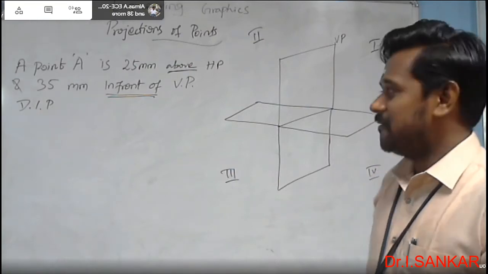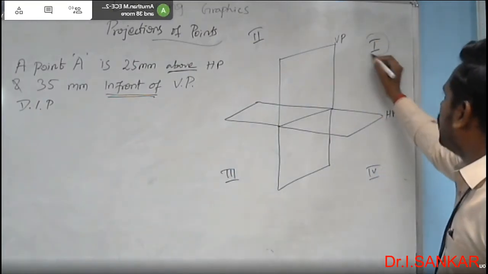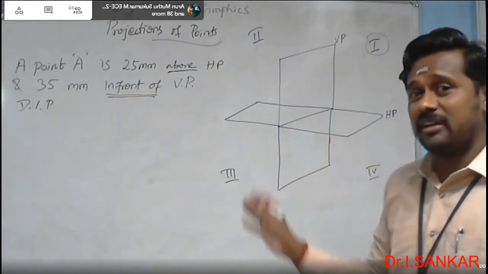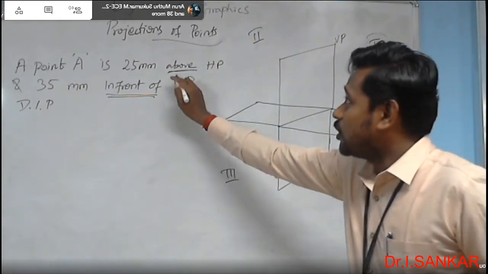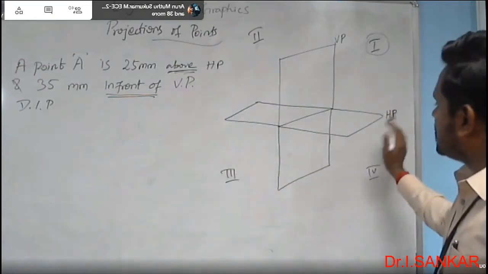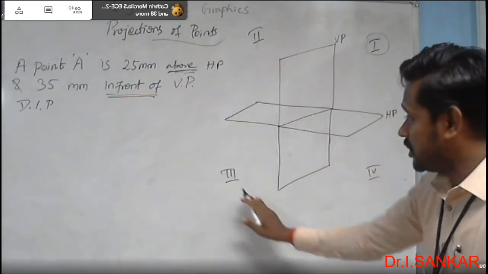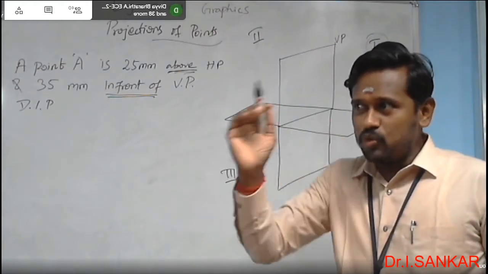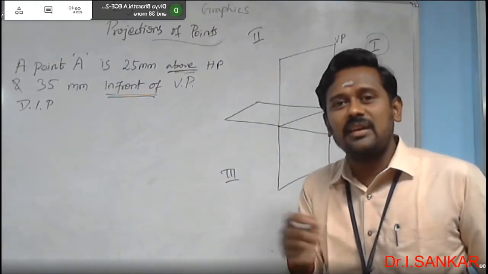First quadrant, sir. Very good. The point is in now first quadrant based on the given data. Okay, based on the given data, nothing beyond that. The point is located above HP. So if it is above HP, there is no possibility for third quadrant and fourth quadrant. In that way, we can move step by step by neglecting the wrong answers.